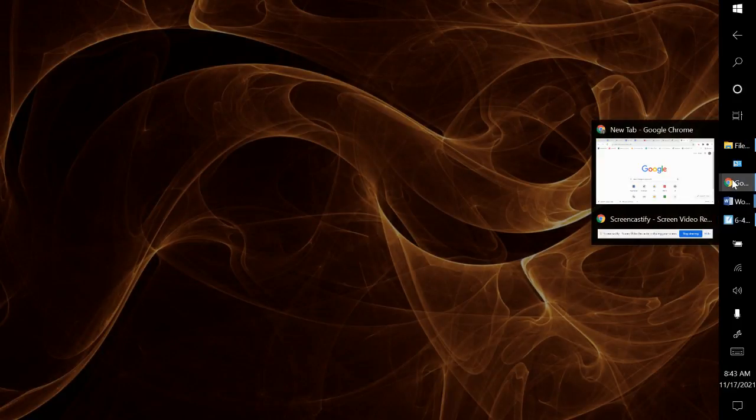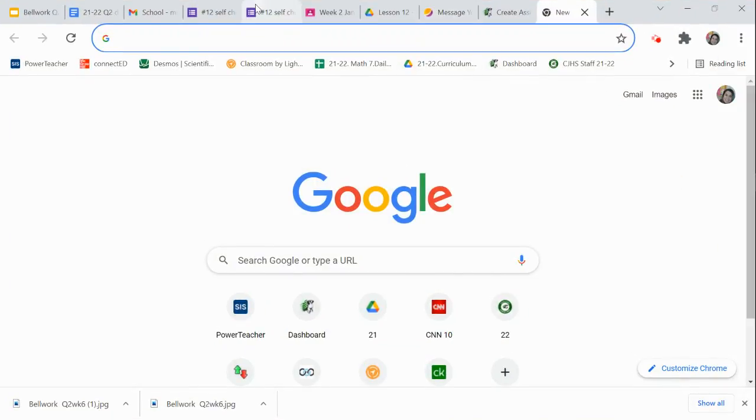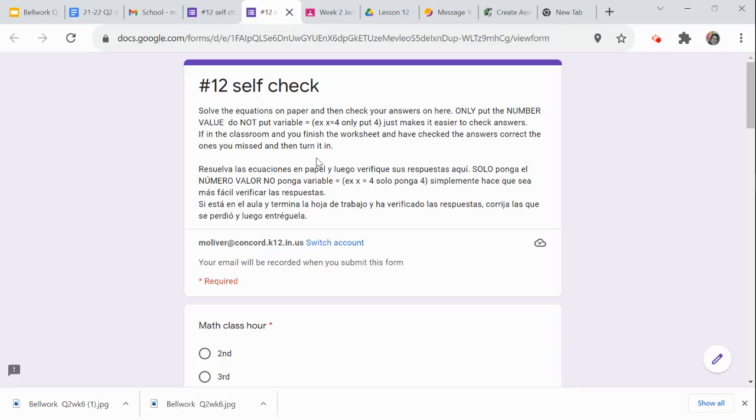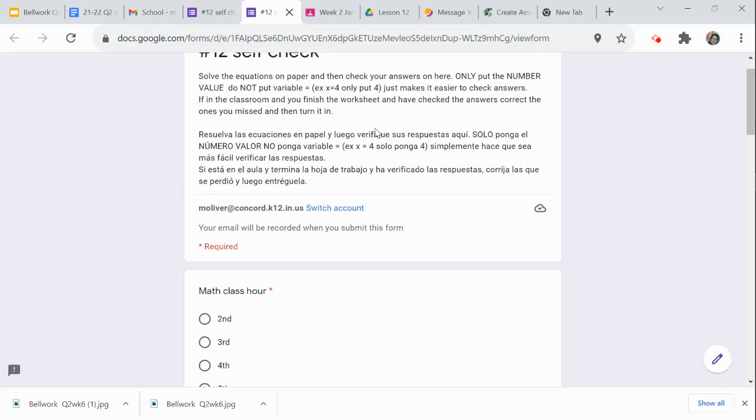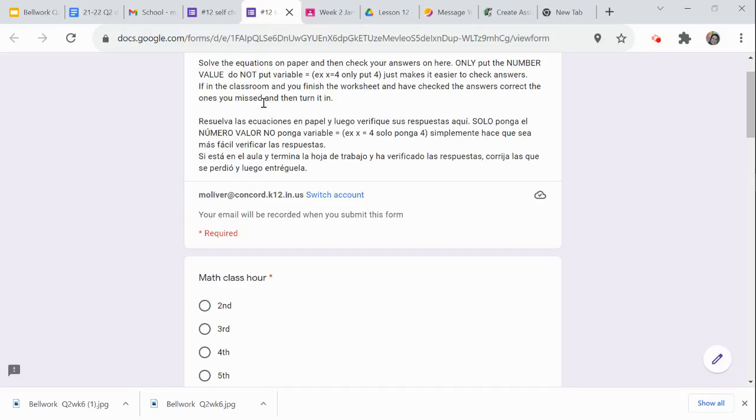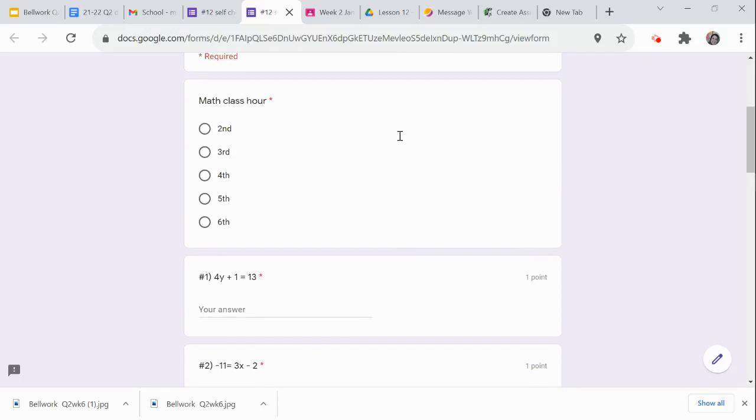Well, let me go back. There we go. I have a self-checker for you. So solve the equations on paper and then check your answers on here. Only put the number value, do not put the variable equals. For example, don't put x equals 4. Only put 4. That's just because so many kids might put spaces or might not put spaces, so this was the easier way to check your answers. Fix any that you've missed, and then you can turn it in once you fix the ones you missed. So right here, number 1, and then select what class period you're in.